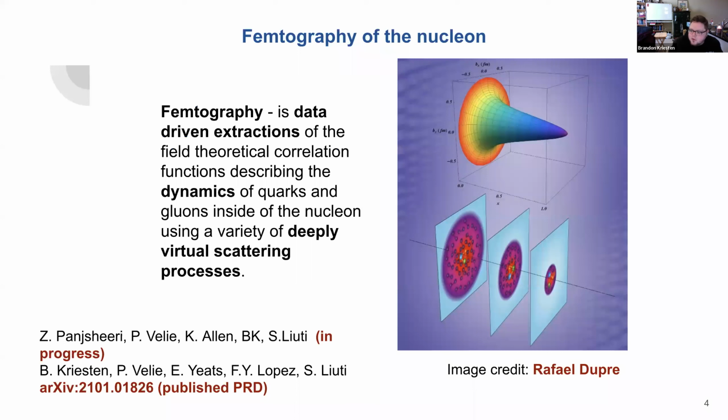So first, many people have probably heard this before, femtography in the nucleon, creating images, particularly these nice images that can be extracted, hopefully from data. And this is an example of what one would typically see. However, I think of femtography as moving beyond images. I think of them as data-driven extractions of these quantum mechanical correlation functions that describe, in particular, the dynamics of the quarks and gluons inside the nucleon. And in order to do this, we have to use a variety of different deeply virtual scattering processes.